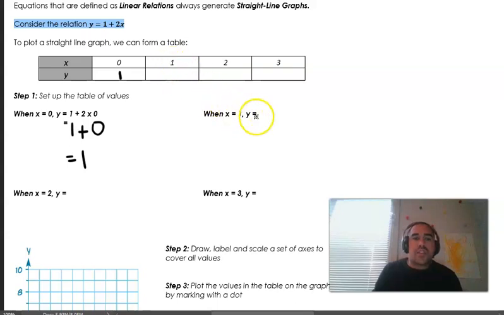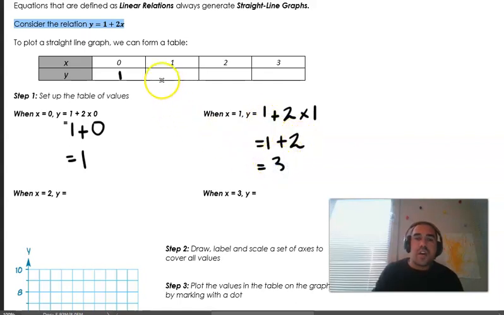Next one is when x is equal to 1. Our y value, and again this is a straight substitution, is going to be equal to 1 plus 2 times whatever number we chose, in this case it's 1. We always work out the multiplication first. So it's 1 plus 2 times 1, which is 2. So in this case, 1 plus 2 is equal to 3. So when x is equal to 1, our corresponding y value must be equal to 3.